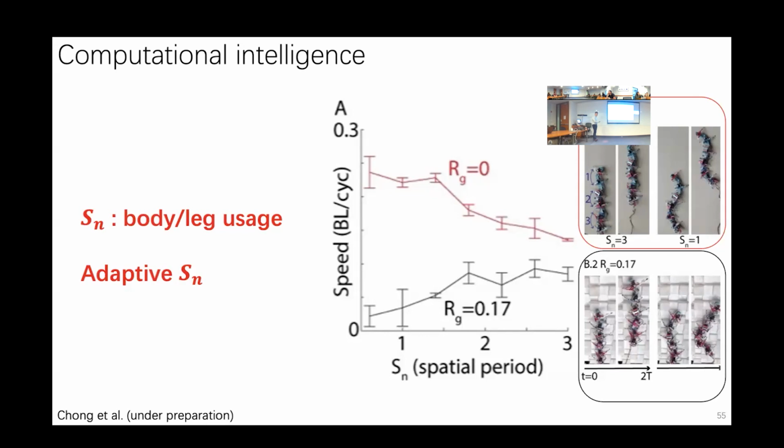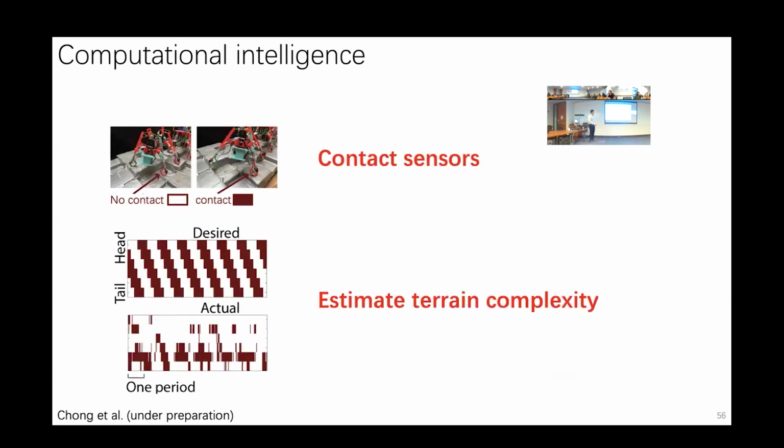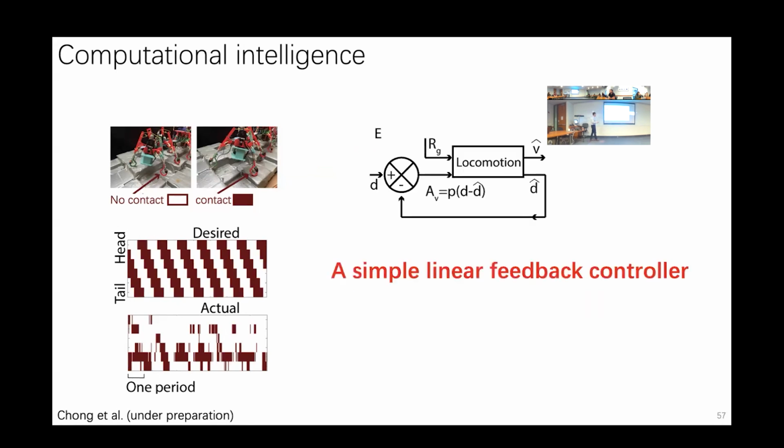To do that, there are many ways. We can use a camera. Yes, we can. However, remember, our goal is to reduce the weight. So we choose to use very simple and light contact sensors, which can tell us the actual stability polygons. And by comparing the actual stability polygons to our desired stability polygons, it can be used to estimate the terrain complexity. And therefore, we designed this very simple linear feedback controller as our starting point of computational intelligence.